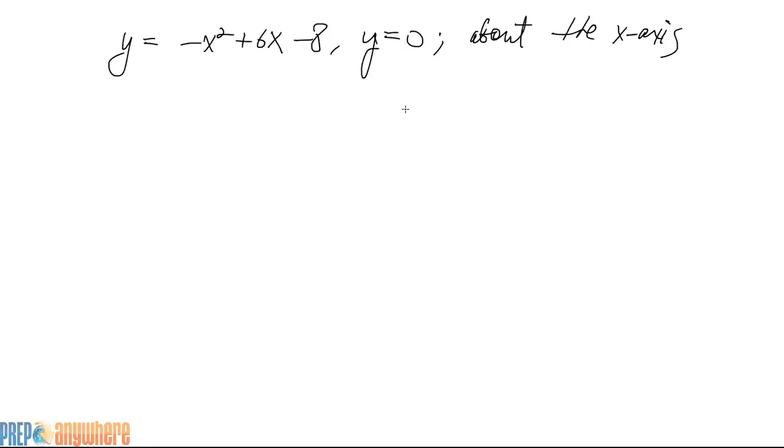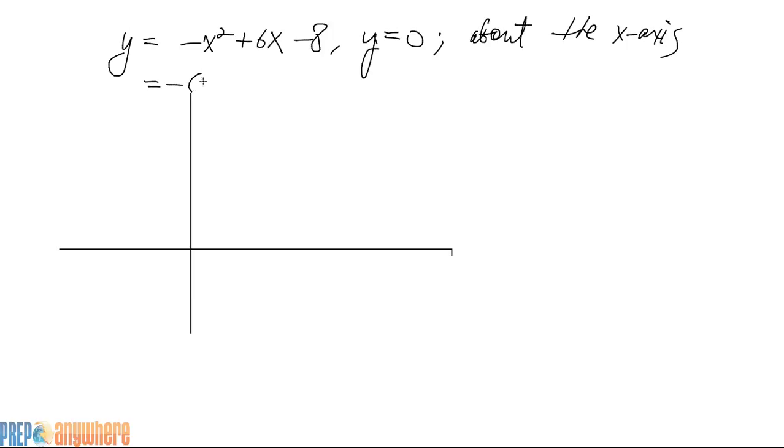Alright, we want to find the volume of this parabola bounded by the x-axis. It's a parabola that's going downwards, and if you factor it, let me first factor out the minus 1. You get x squared minus 6x plus 8. And if you factor further, you get x minus 4 and x minus 2. So it intersects at 2 and at 4. So it's a parabola that's going downwards like that.